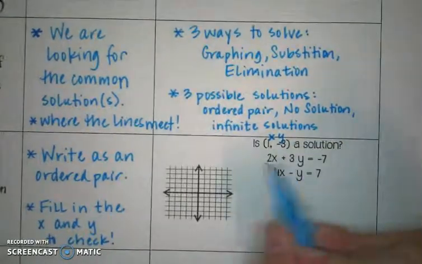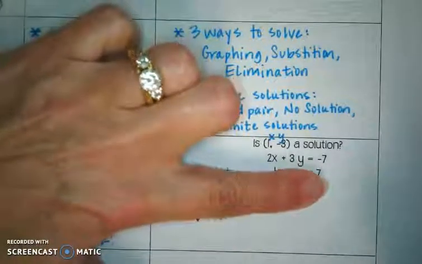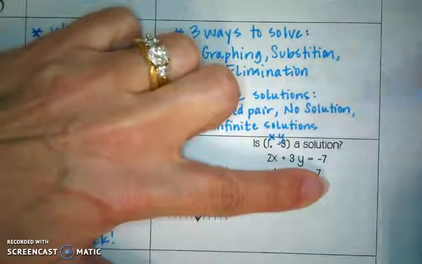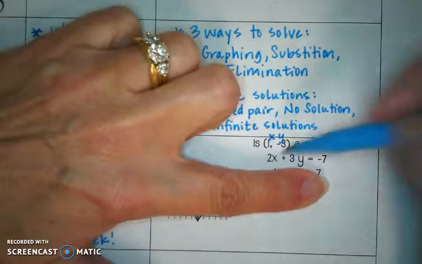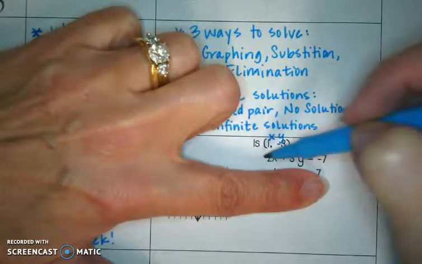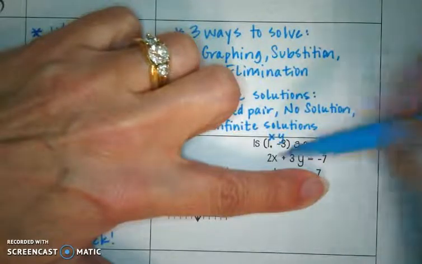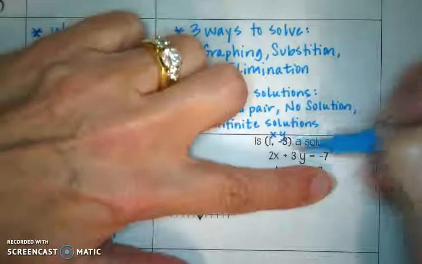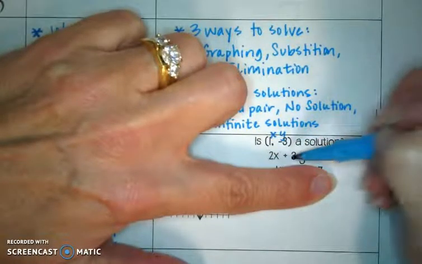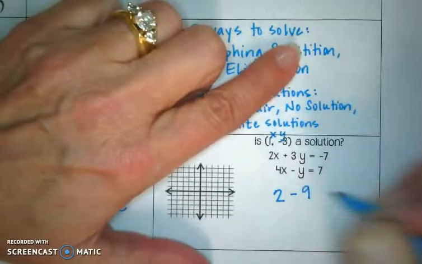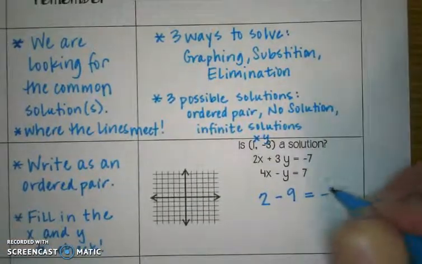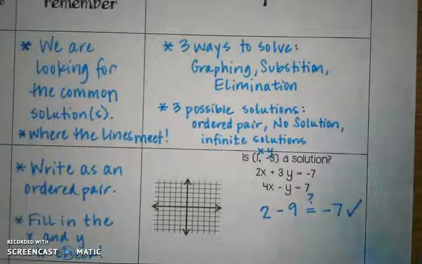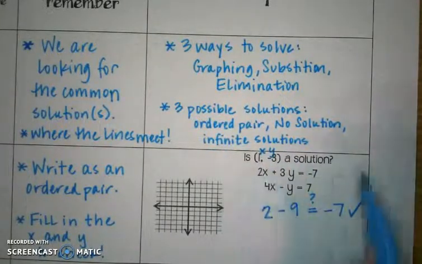So I'm going to go down here to this first equation, and I'm going to fill in 1 for the x and -3 for the y. So I'm replacing the x and the y with the 1 and the -3. If I fill this in with a 1, remember that doesn't become 21, it becomes 2 times 1, so that's going to be 2. And if I fill in this with a -3, 3 times -3 would be -9. And the question is, does that equal -7? And yes, it does. So we know that this point is a solution for this line.